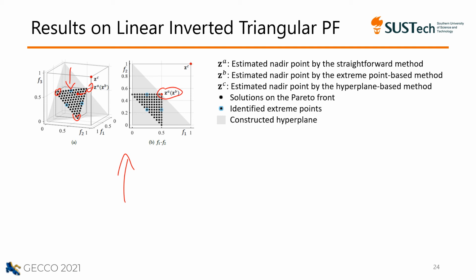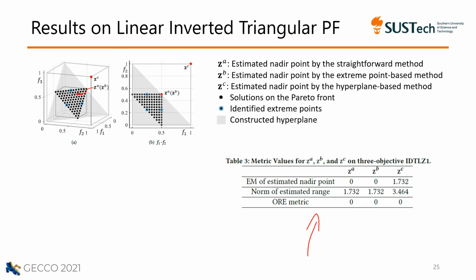We can also say that the hyperplane passing through the 3 identified extreme points is much larger than the true Pareto front, and the estimated ZC is far away from the true nadir point. However, the 3 nadir points have exactly the same effect in terms of normalization.